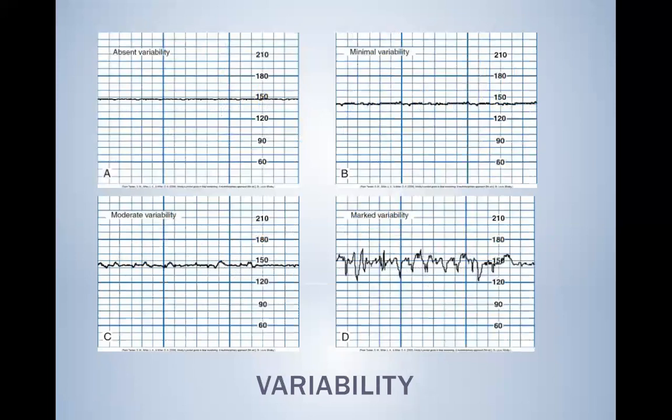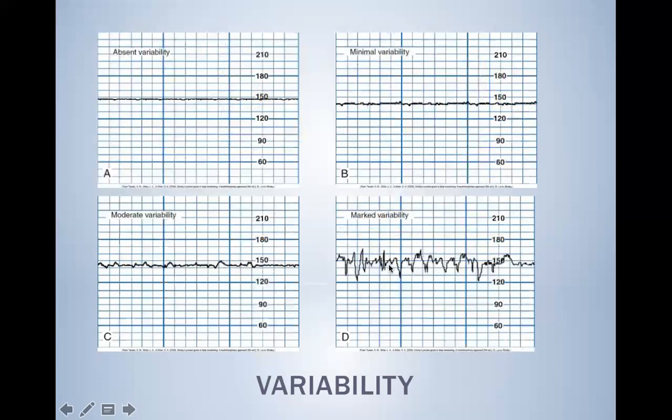The single best indicator of fetal oxygenation is variability. So if we have moderate variability, we know our baby is well oxygenated. I'm going to say that again. The single best indicator of fetal oxygenation is variability. So if we have moderate variability, we know we have a well oxygenated baby.